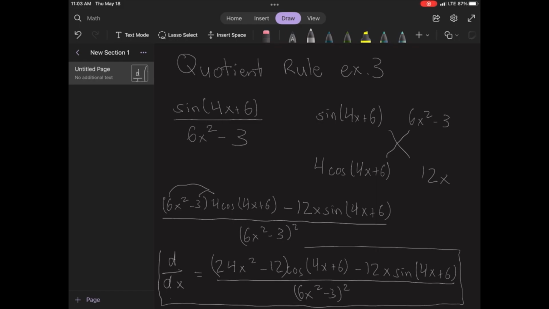And there you have it. That's the product rule and the quotient rule. Now you're ready to go out and start practicing problems on your own.